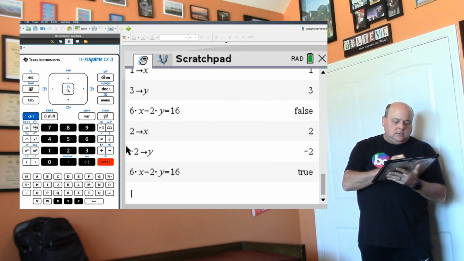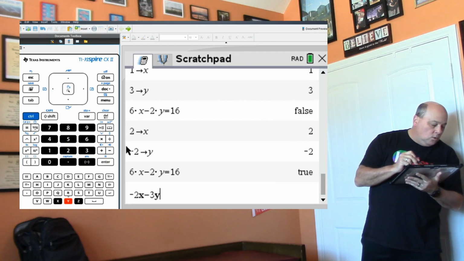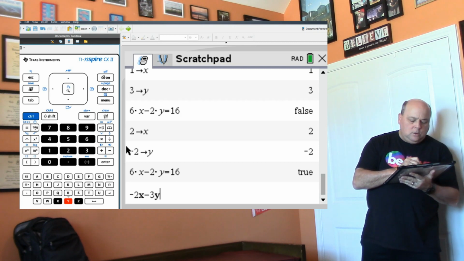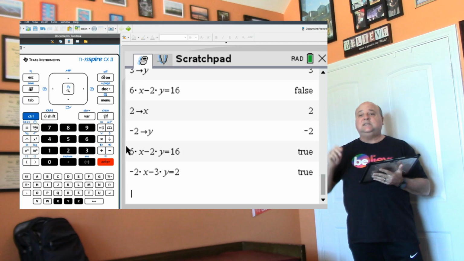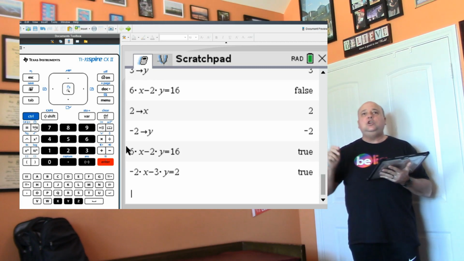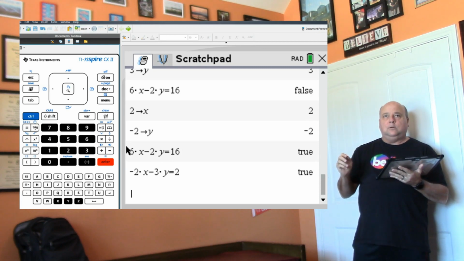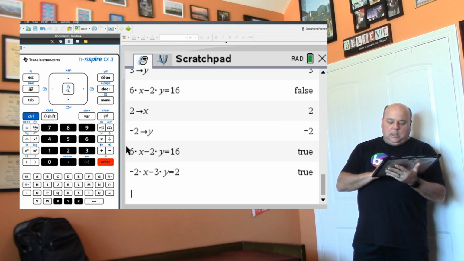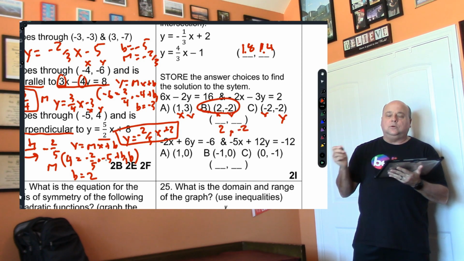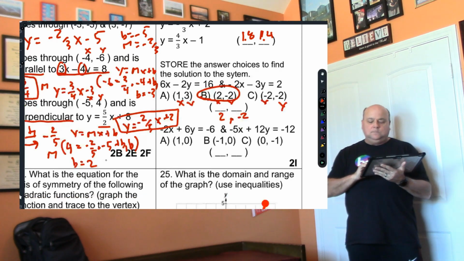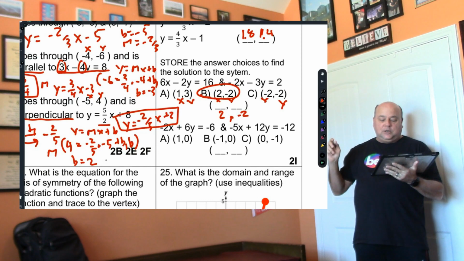Let's type in the next equation. Negative 2x minus 3y equals 2. They both have to be true, and notice that second one's true. That is a huge way to get these problems right, okay? So the answer choice for that one is B. It made them both true, did it? 2, negative 2 is the answer, okay? Let's go to the next one. And I'm going to try to do this all in one sweep right here.